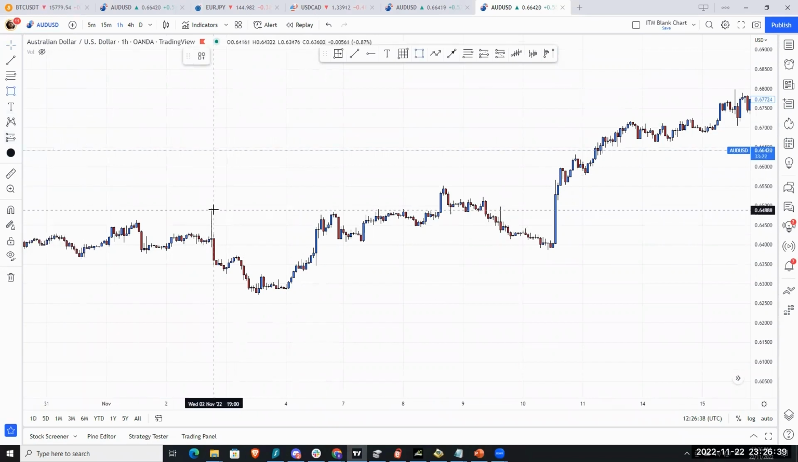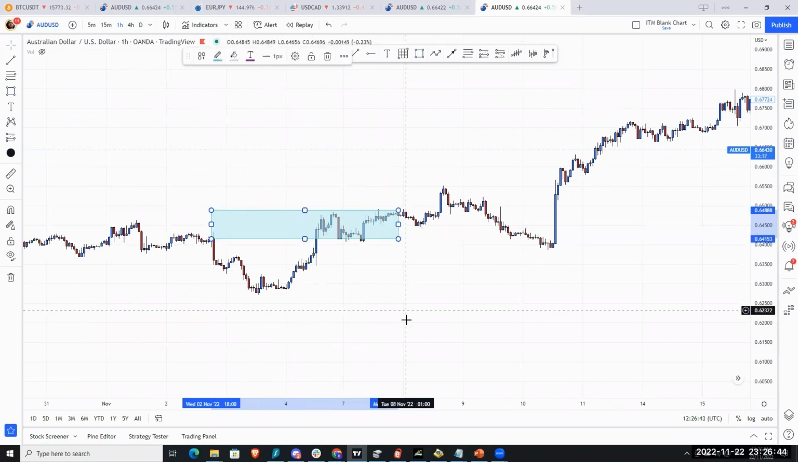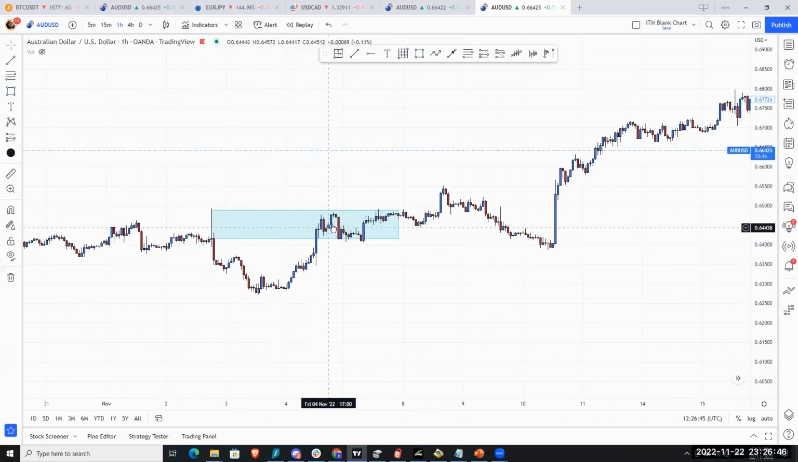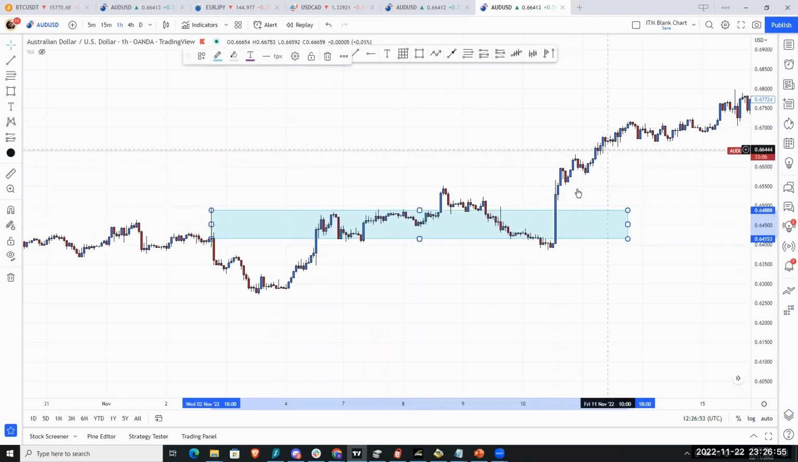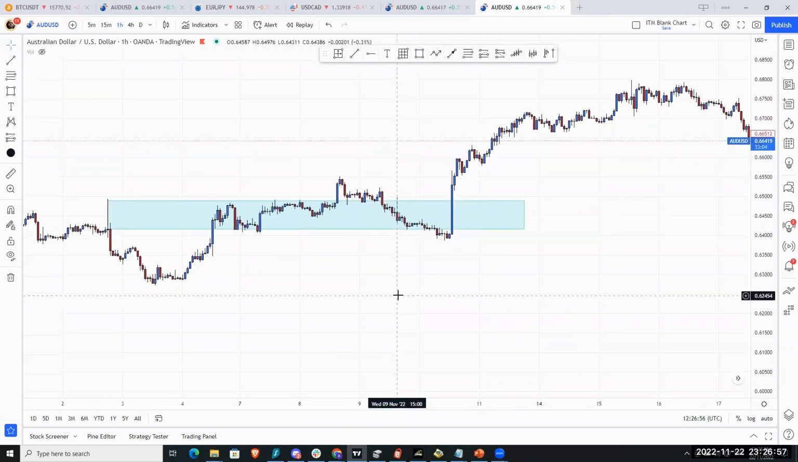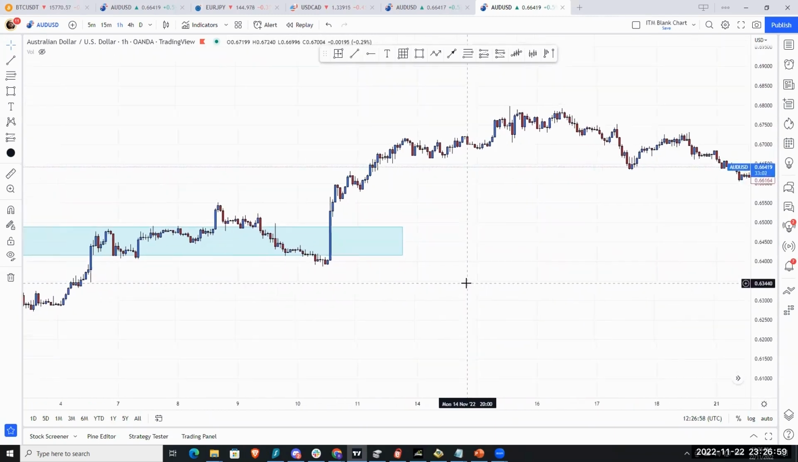So this wick up here, okay, what happened? The market came down, retesting this area, took out all those orders, came down, and then went into the original direction, like it came down and then went up, right? So it's not a good example, but I just want to show how the liquidity works.